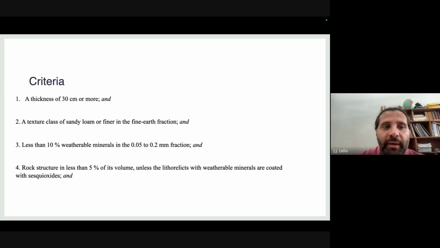Okay, why? Because I'm saying that this horizon is formed by an intense chemical weathering. I cannot think about something that registers an intense chemical weathering and still has the parent material there, okay, or at least a high amount of parent material, okay?